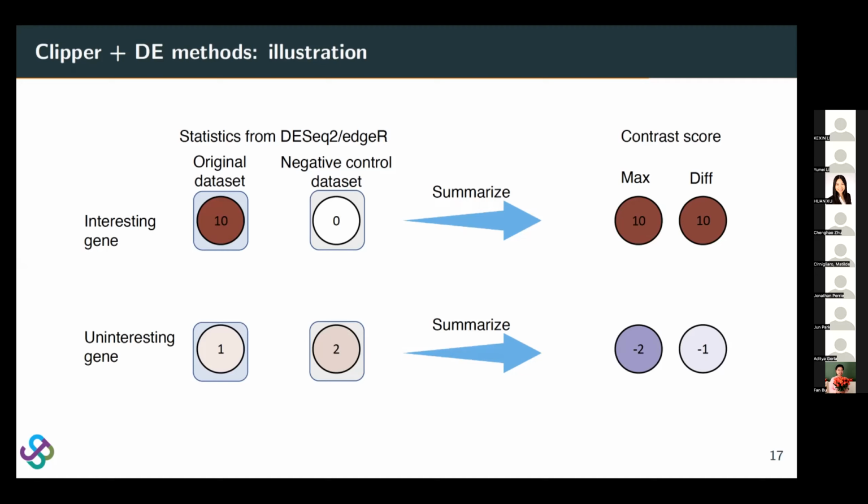According to the good FDR control results of Clipper, we can use this idea to achieve good FDR control, and we can also make use of the regression-based model of existing DE methods. And here are some of the results.